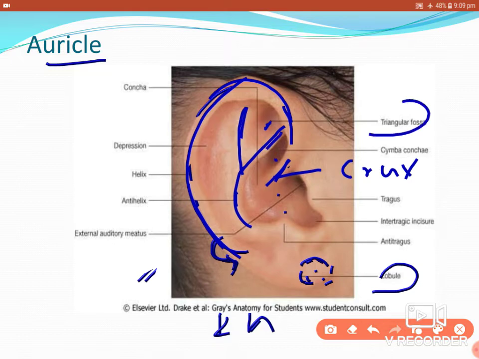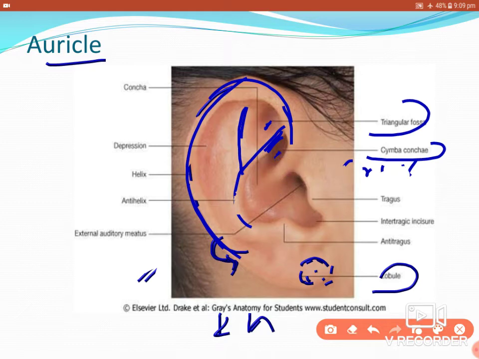The depression between the lower crus of the antihelix and the crus of the helix is the cymba conchae, which corresponds to the suprameatal triangle. It is also an important landmark used in mastoid surgery to reach the mastoid antrum. Here the cartilage is deficient.